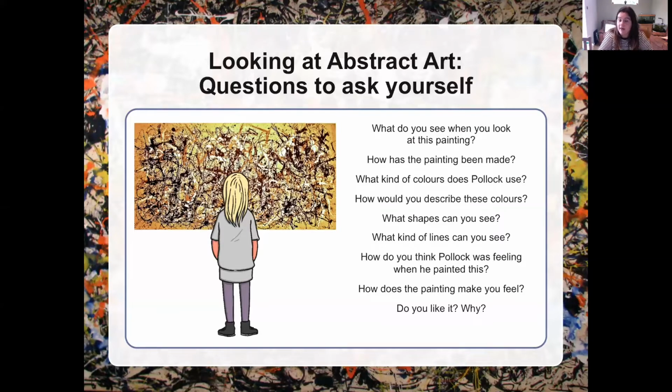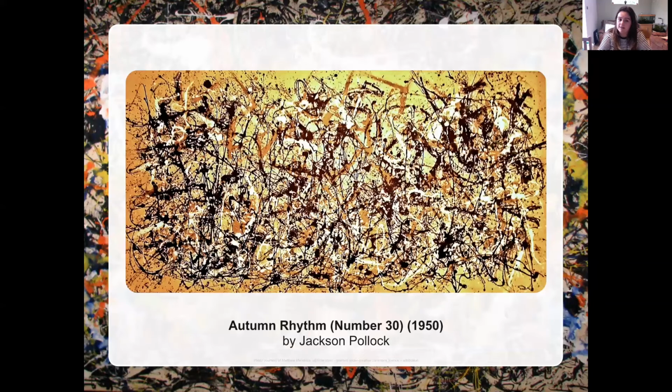So as I show you a collection of pictures, what I would like you to be doing is thinking about the questions that we have posed here. I want you to be thinking about the styles that Pollock has used, what lines, what colours, what shapes. I want you to think about the way that Pollock might have been feeling when he was painting this particular piece of artwork. And then in the back of your mind, I want you to be thinking about what you can see. What is it that is in this picture? What do you think it could be? Think about the colours. Do they represent anything in particular? So this piece of artwork here is called Autumn Rhythm.